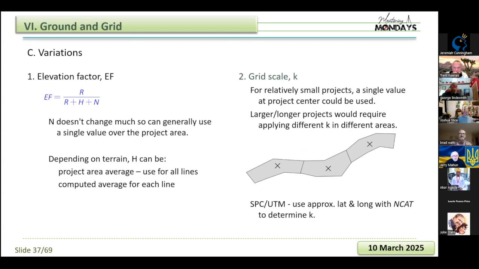So you can figure out what these scale factors are by running approximate latitude and longitude through NCAT, and it'll give you the scale factors that you work with. And you don't have to be good to the nearest 5 decimal places on the seconds to get a good scale factor. You just have to have it within a couple of minutes, and that's good enough.